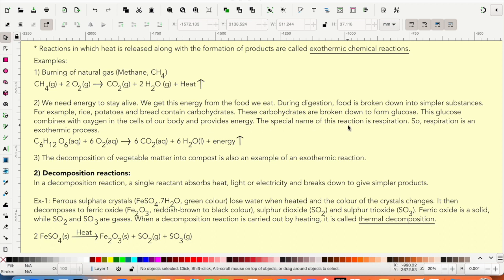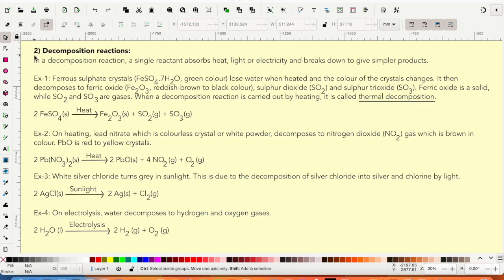The special name of this reaction is respiration. So respiration is an example of an exothermic process. The decomposition of vegetable matter into compost is also an example of an exothermic reaction. Now let us talk about decomposition reactions. In a decomposition reaction, a single reactant absorbs heat or light or electricity and breaks down to give simpler products.